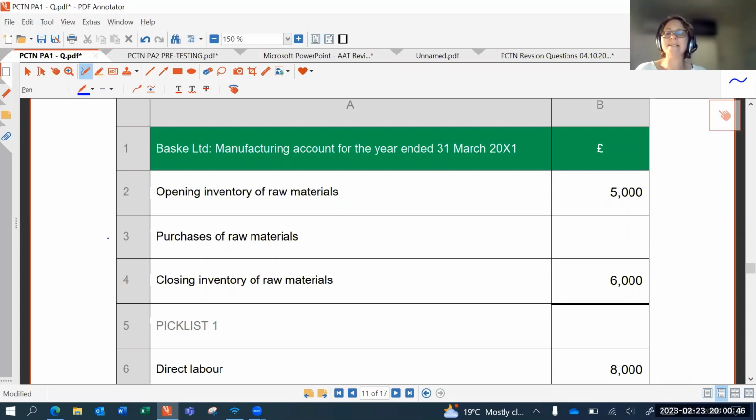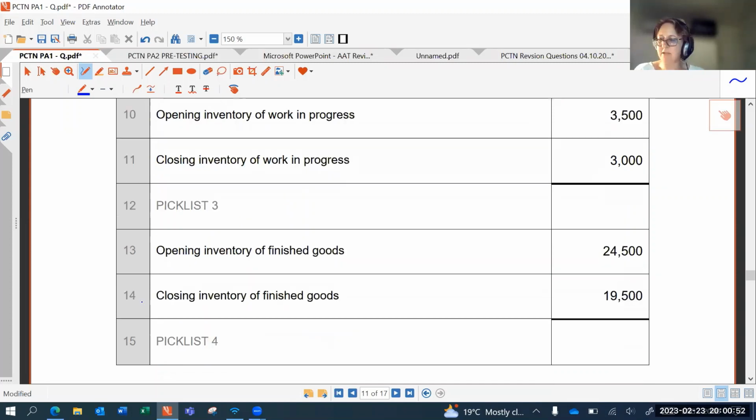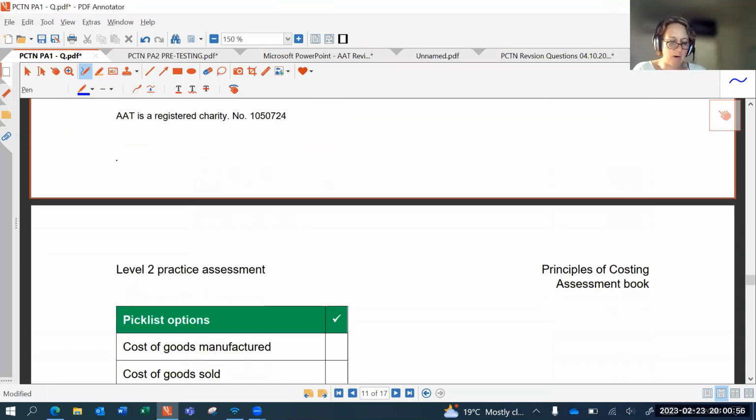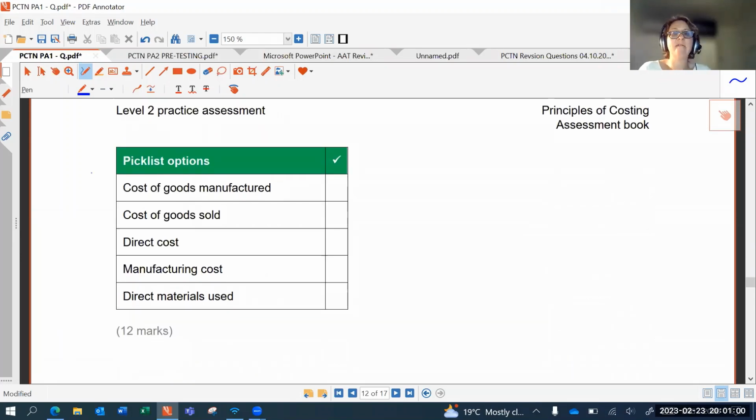Manufacturing accounts always look exactly the same, always in exactly the same order. Everything comes in the same order. Everything's always called the same thing. Everything's always added and subtracted in the same way. You get the pick list. So a lot of marks, and therefore definitely worth getting good at it, but definitely a test of memory.